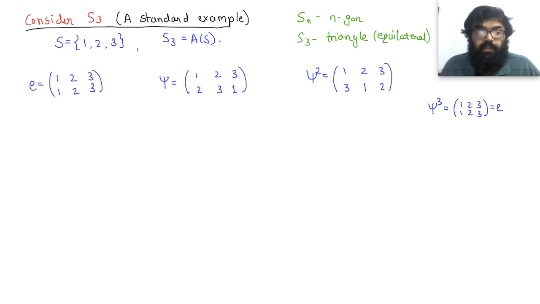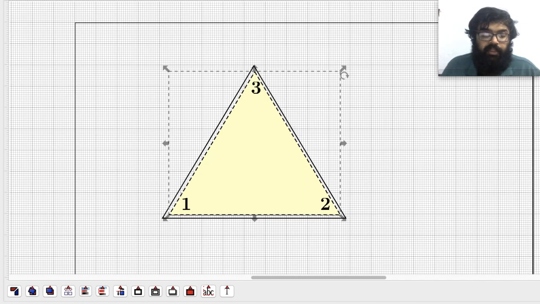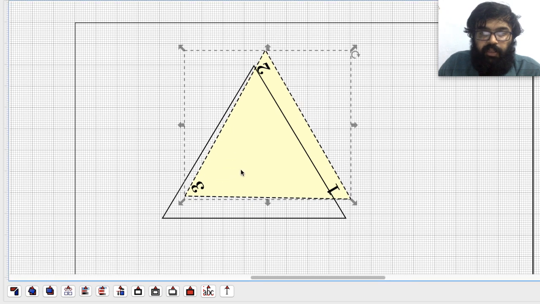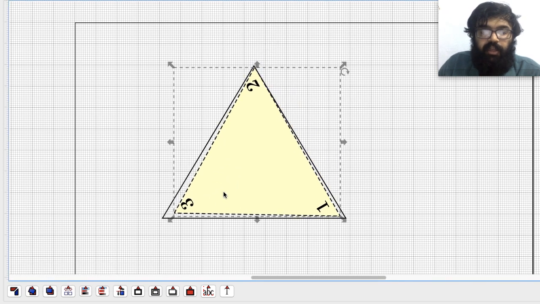Other direction means minus 120 degree. Let us try to see the rotation minus 120 degree. Now it is 1, this is 2, and this is 3. Now let us try to rotate this by minus 120. I hope you can see this is minus 120.0, and let me press enter. So the rotation by minus 120 degree is possible.